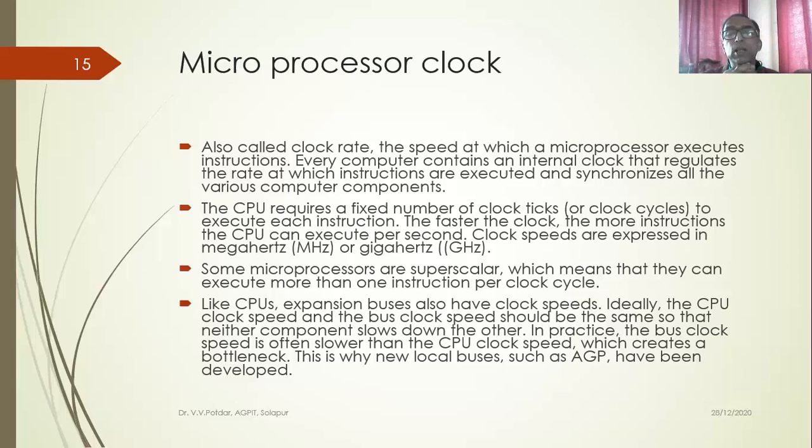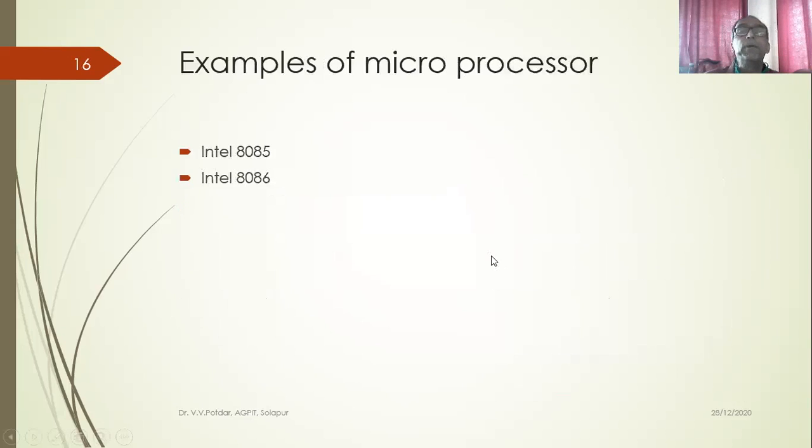Some microprocessors are superscalar, which means that they can execute more than one instruction per clock cycle. Like CPUs, expansion buses also have clock speeds. Ideally, the CPU clock speed and the bus clock speed should be the same so that neither component slows down the other. So there should not be any loading effect, so to say. In practice, the bus clock speed is often slower than the CPU clock speed, which creates a bottleneck. This is why new local buses such as AGP have been developed.